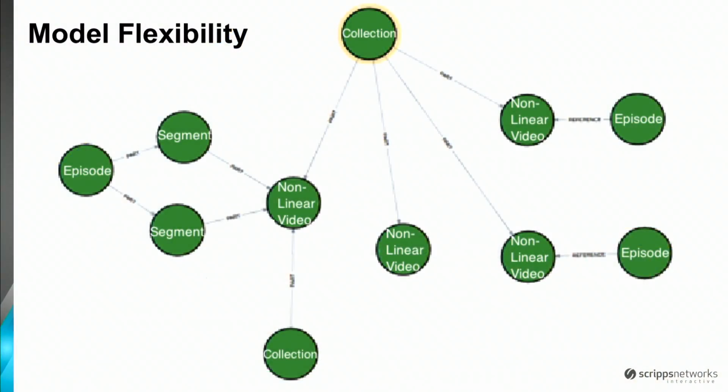And we produce content now not strictly for our linear networks. We're producing it distinctly for those nonlinear channels. So in this case, on the left there, you see an episode, and there's two segments of that episode. And you see a nonlinear video there in the middle that's derived from two different segments. So maybe I'm taking the first two segments of an episode or pieces of those segments, and I'm making another video for use on another distribution channel.